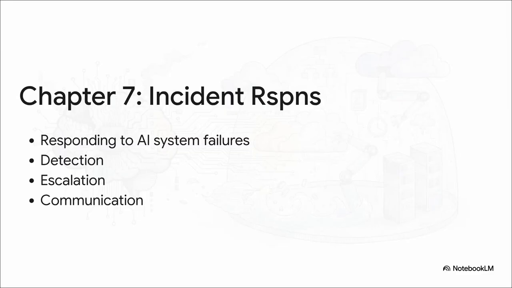Then Chapter 7 was all about being ready for minute 0, that exact moment an incident gets detected. The key here was creating a plan that gets rid of all the panic and guesswork. Who gets that first alert? What's the exact escalation path? Who tells what to whom? Having all of that defined before a crisis hits is what separates a little hiccup from a major disaster.